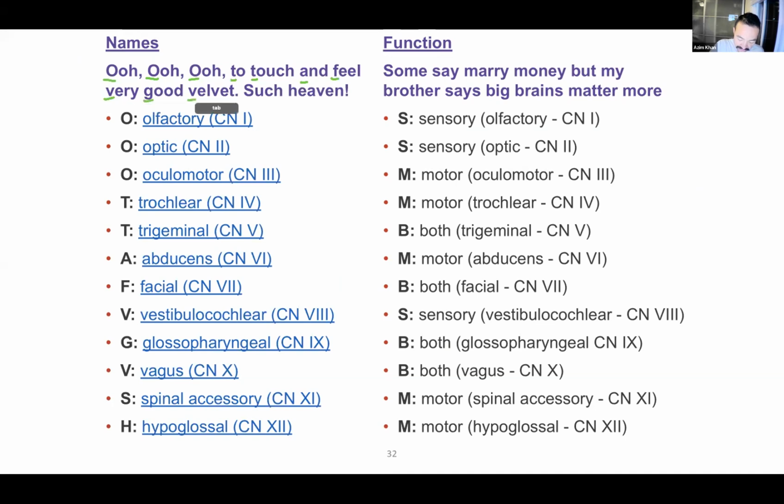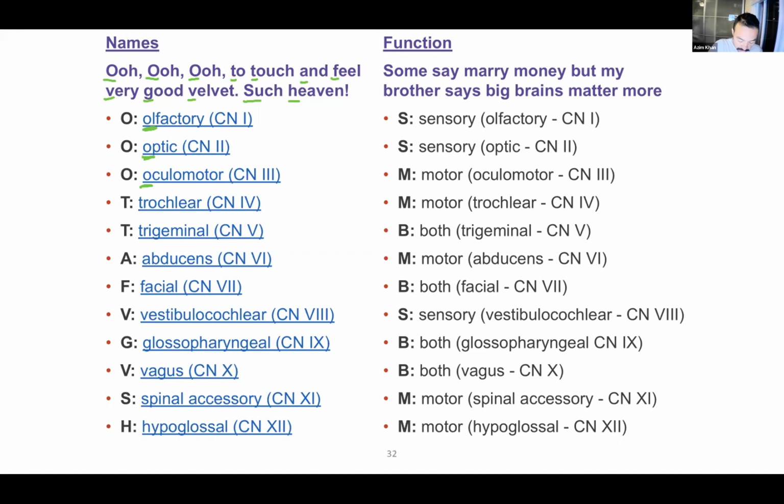Ooh, ooh, ooh, to touch and feel very good velvet, such heaven. The first O is for olfactory, second O is for optic, third O is for oculomotor. They're all O, you just have to remember the order here. And it goes in order of sense. Your nose is most anterior, so this is first. Your eye is second, and that's going to be vision second, and then third is movement of your eye, oculomotor.